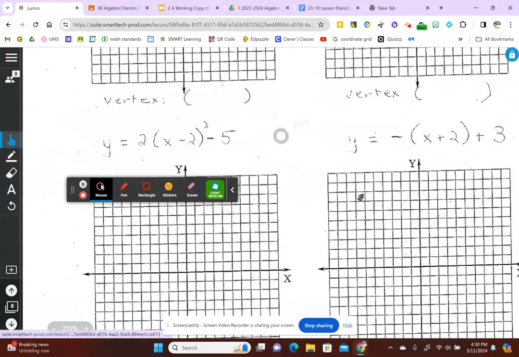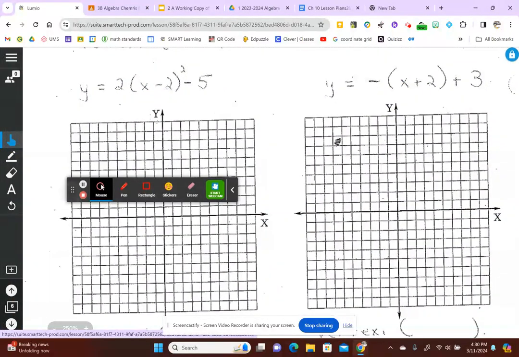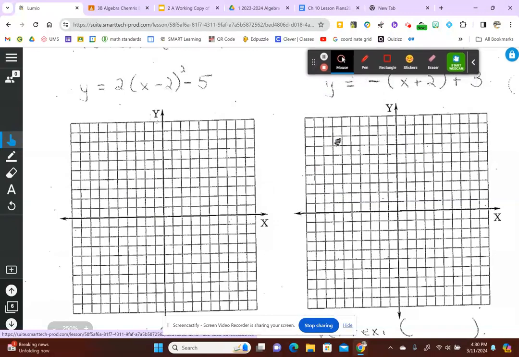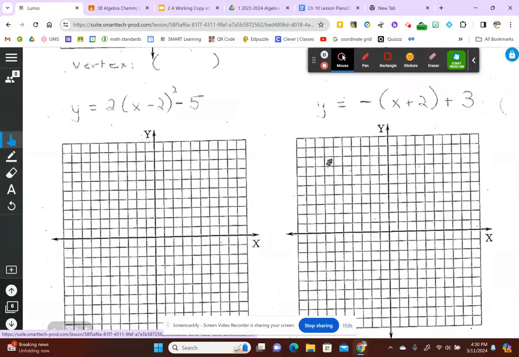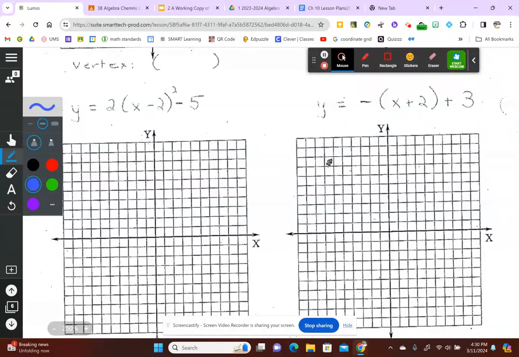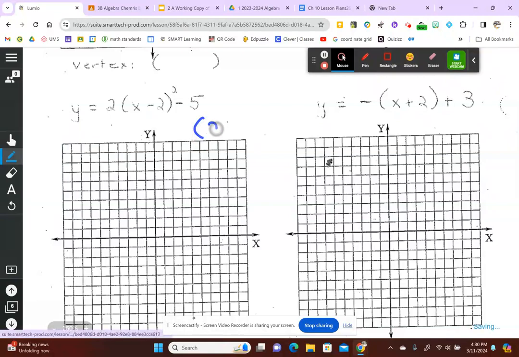So first I identify the vertex. And in this case, the vertex is (2, -5). So I go over 2, down 1, 2, 3, 4, 5. And I go over 1, up 2, over 2, up 4 times 2. So 1, 2, 3, 4, 5, 6, 7, 8.